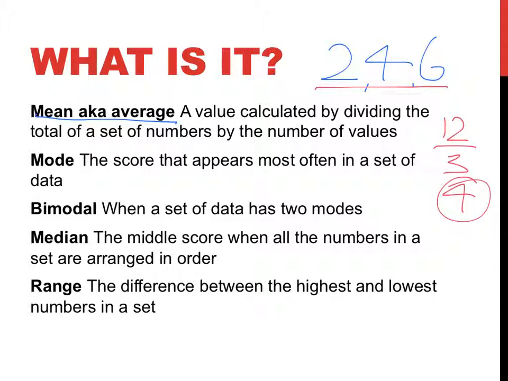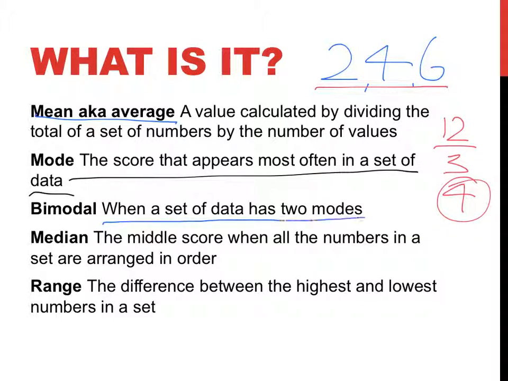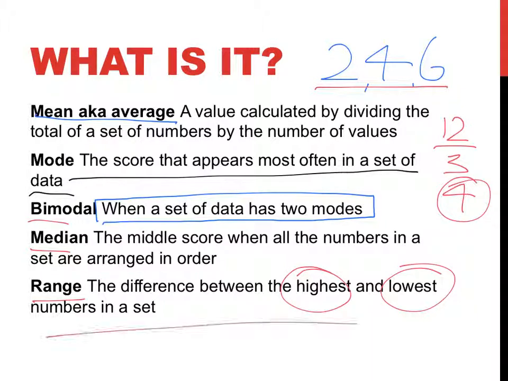Now the mode is the score that appears most often in a data set. Sometimes you might notice in some data sets we have two modes, so two numbers that occur most often. When you have that, it is called bimodal. Median is the middle number, we've already talked about that. And the range is the difference between the highest and the lowest. That's the final idea that you really need to get a grip on.